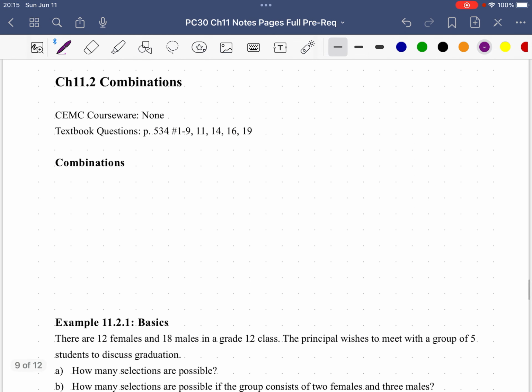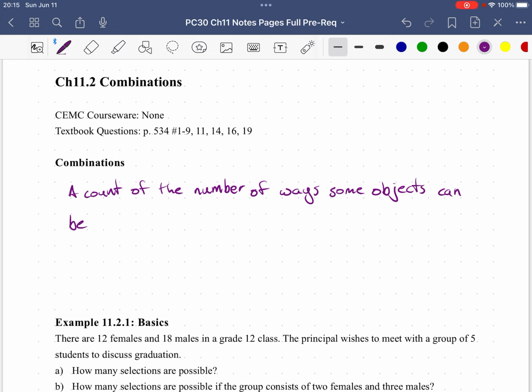All right, so what exactly is a combination? Well, a combination is a count of the number of ways some objects can be selected from a group where the order of selection doesn't matter.